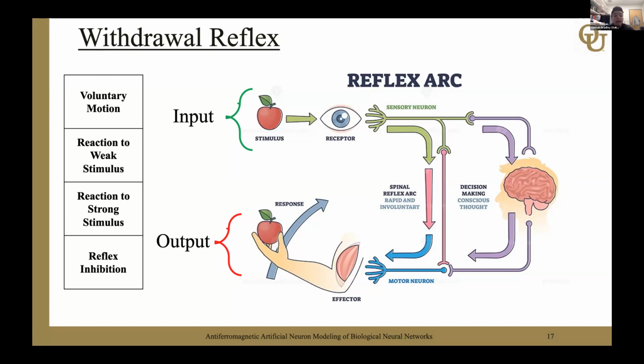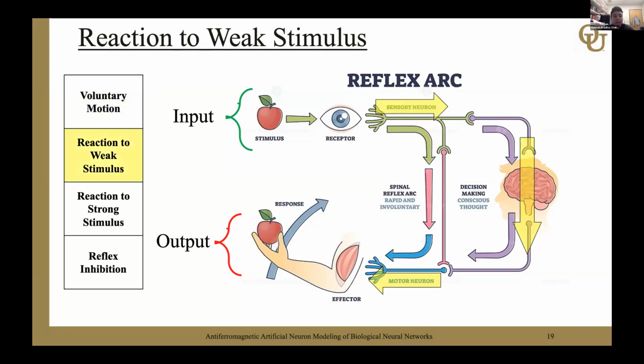stimulus. The biological neural network, called the reflex arc, is made up of 4 parts: the sensory neuron, the brain, interneurons in the spinal cord, and motor neurons. And there are 4 scenarios that define the withdrawal reflex. The first scenario is simply voluntary motion. This is when we just consciously make the decision to move our arm.